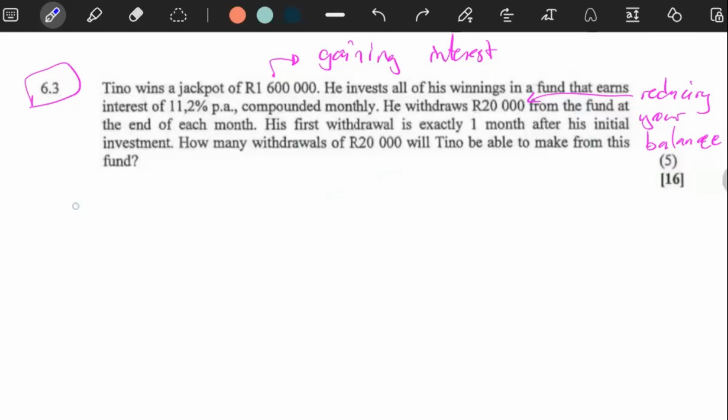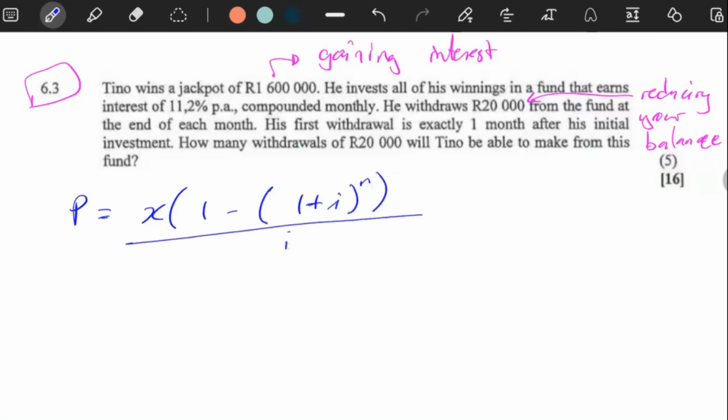It's just a question that we need to almost look at as a loan. So the formula we're going to use is the P formula, which is x times 1 minus 1 plus i to the power of n, the whole thing over i. And in a situation like this, we already know that x is the monthly withdrawal, so it's 20,000. The interest is 11.2% per annum compounded monthly. So this we have to put over 12. It's very important that we do so.